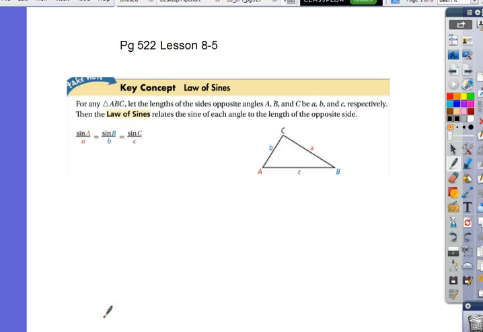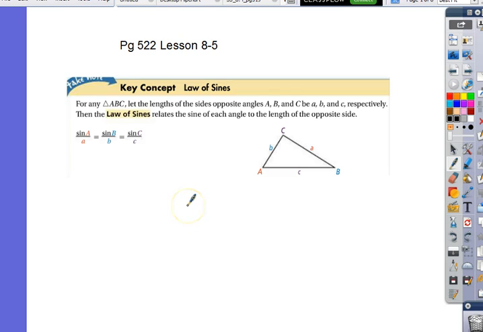All right, today we're going to learn about the law of sines. The law of sines at its basic level says that if in a triangle you take an angle measure and the sine of that angle and put it over the length of the side opposite that angle, it will be proportional to every other angle and side pair.